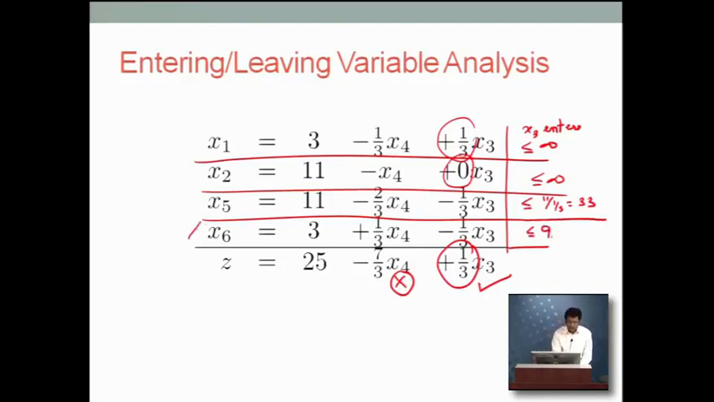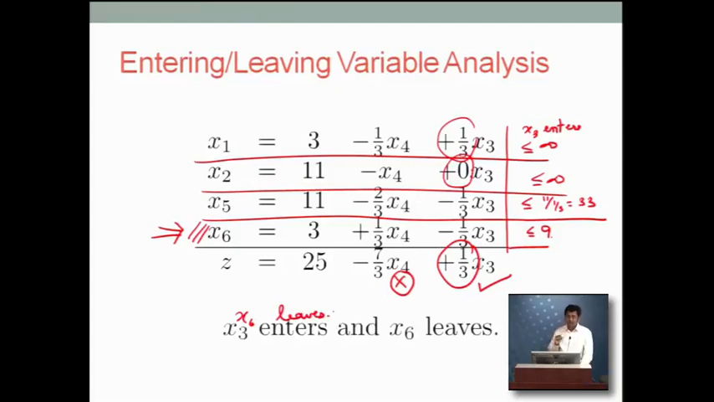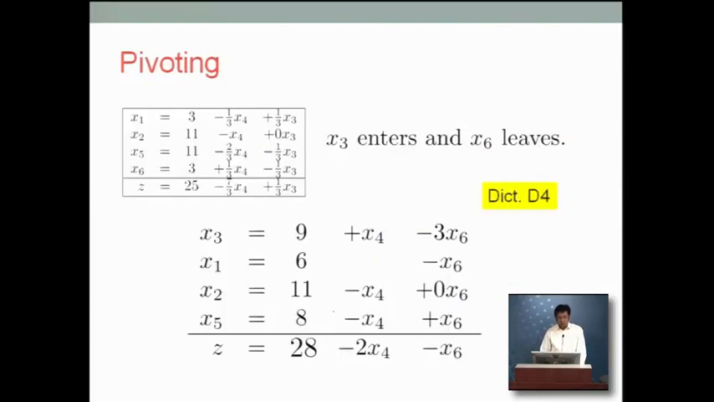So the winner here is x6. So x6 leaves. Did we get that right? And we did. x3 enters and x6 leaves. Very good. Now if that part is clear, then we can do the pivoting, and I'm going to spare you the details this once, okay? And you get this new dictionary D4.